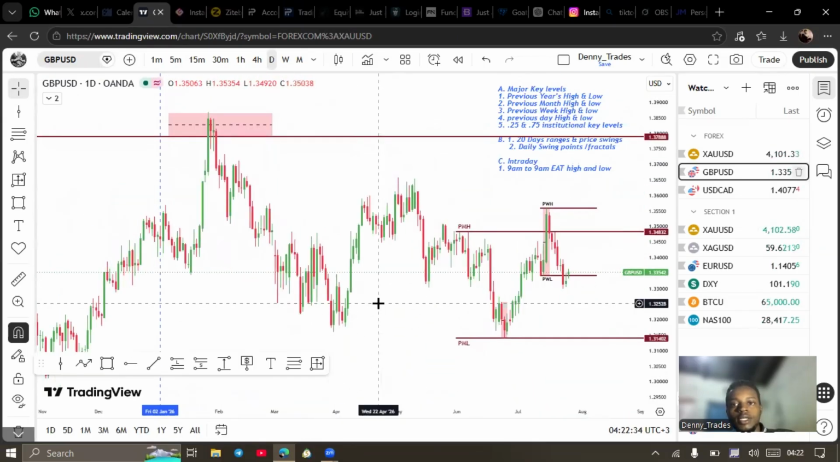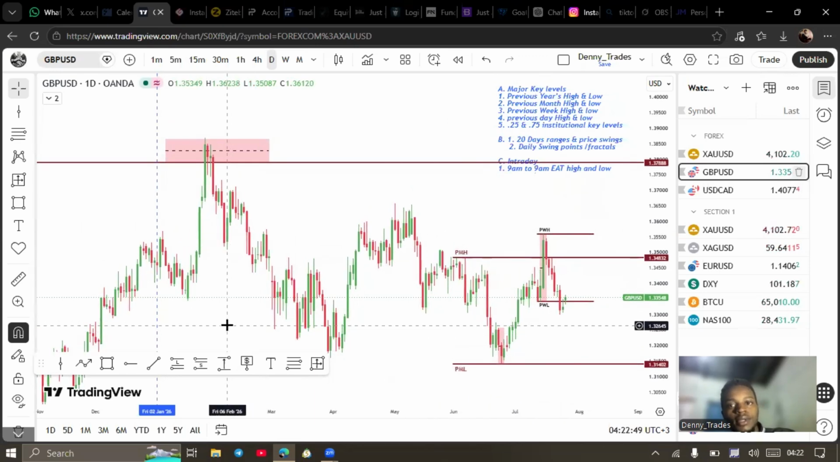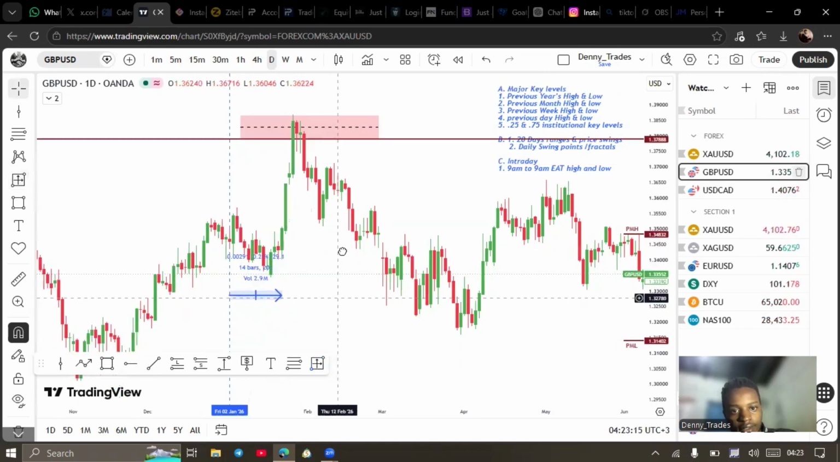So after learning about these daily swing points, the swing lows and the swing highs on the daily chart, all the fractals, you can call them whatever you like, the next thing is to mark the 20 days ranges, and the 20 days ranges will include the weekends. So when you take this tool here, the date and price range tool, and press it on the first trading day of the year, we are going to count 20 days. We want 20 trading days from that.